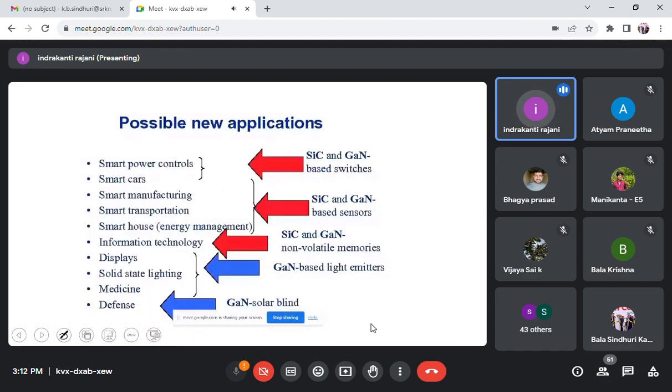These are the possible new applications: smart power control, smart cars, smart house, information technology, solid state lighting, medicine and defense. And with this, I end my presentation.